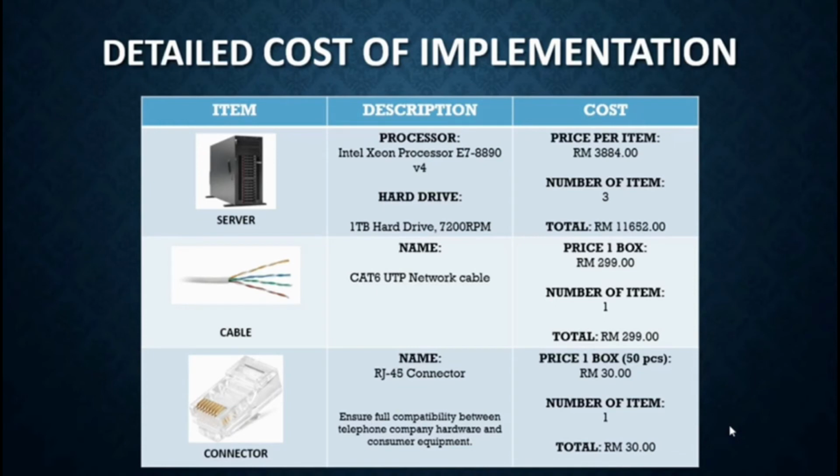And the last item we use is connector. The type of connector is RJ45 connector. Price per box is 30 ringgit. In the box, we have 50 pieces of connector. The number of items we use is 1. That's all the detailed cost of implementation.